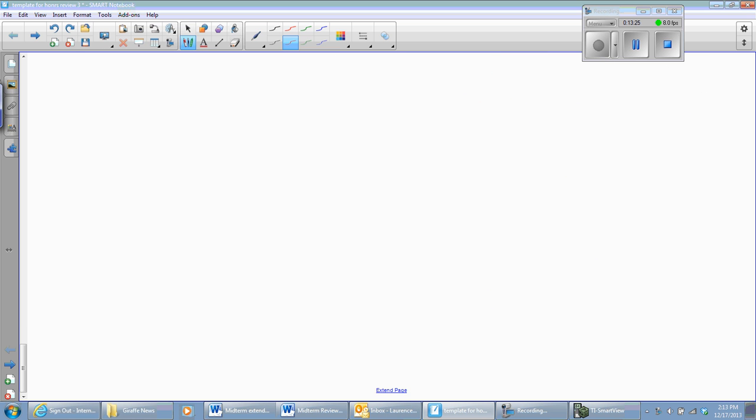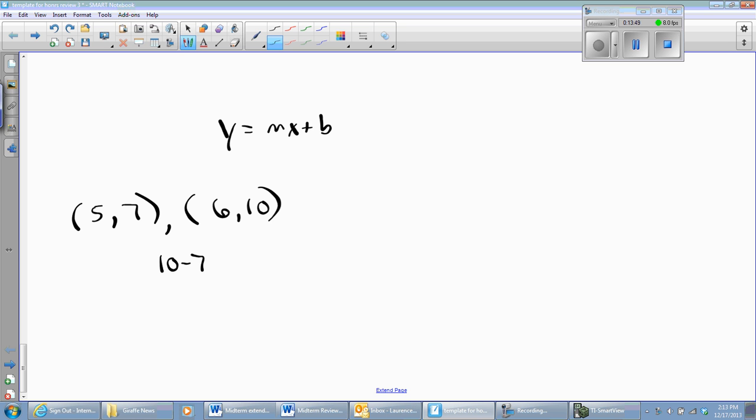I'm not going to go too heavy into slope-intercept form, y equals mx plus b, right? If you're given 2 points like 5, 7, and let me think here, let's go with, say, 6, 10, to write the equation of the line that passes through those two, well, I'll do 10 minus 7 and I'll do 6 minus 5. And so I'll get a slope of 3.